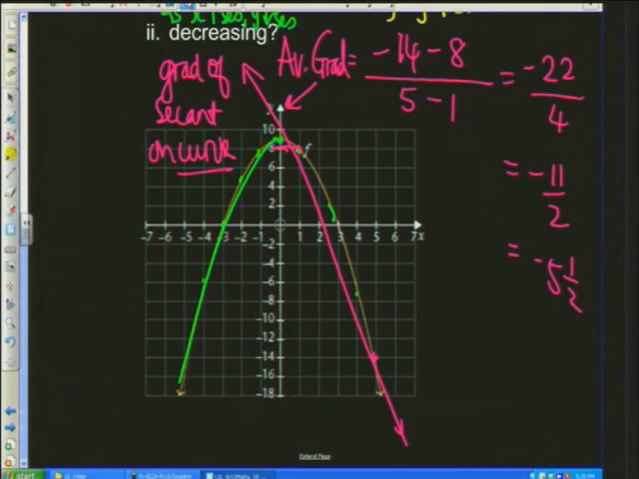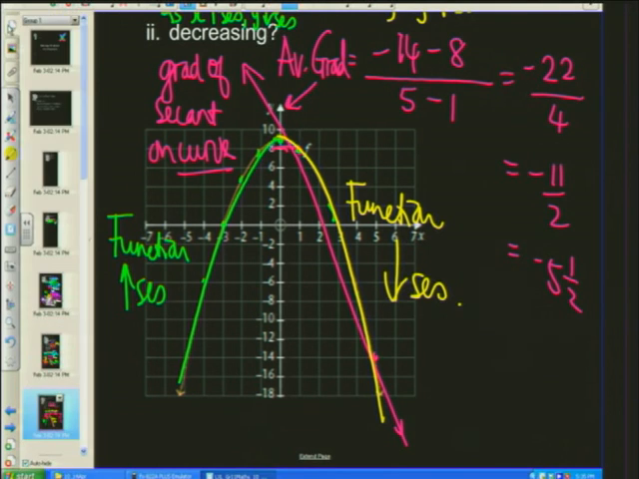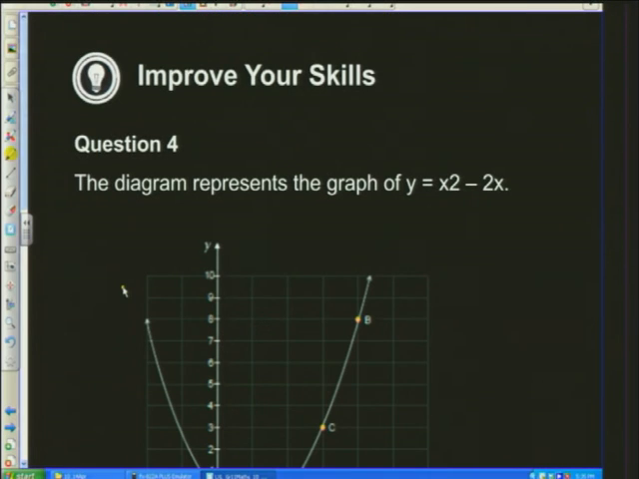So let's just write it in that function increases because my y's are getting larger. But on that side, my y's are getting smaller, so my function decreases. Okay, right. Let's just see if we can do one more of those.